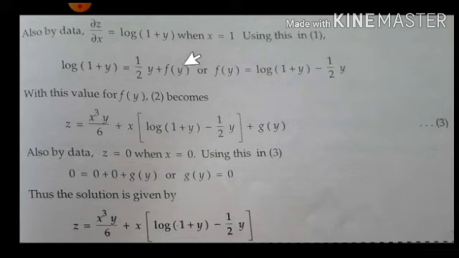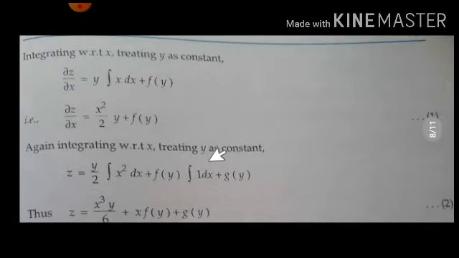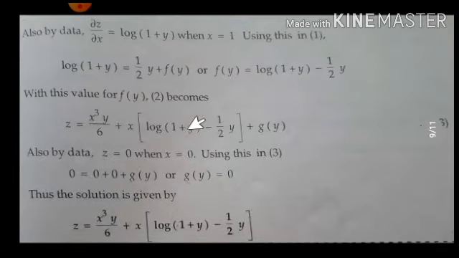Then this answer is substituted in equation 2, the final answer: x³y/6 plus x times f(y), with f(y) substituted as written here. Name this equation 3. Now to obtain g(y), substitute the other condition given in the problem: z equals 0 when x is 0. So with x equal to 0, this whole term becomes 0, and you get g(y) equal to 0. Substituting g(y) as 0, this will be the final answer.